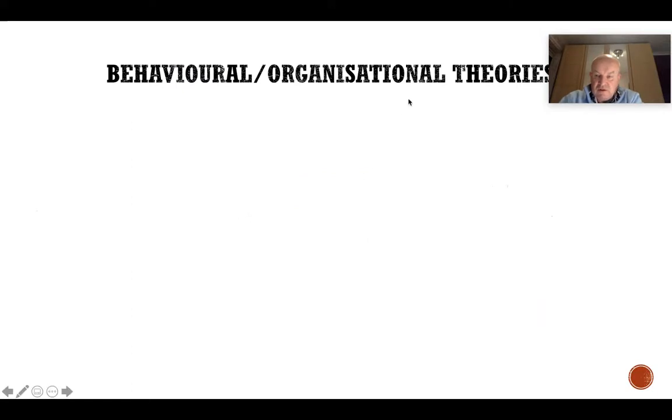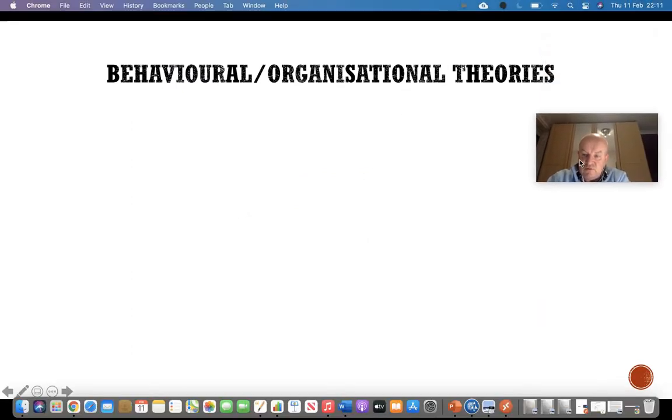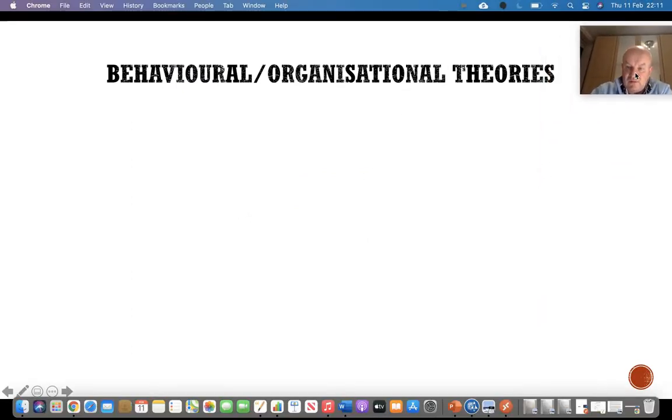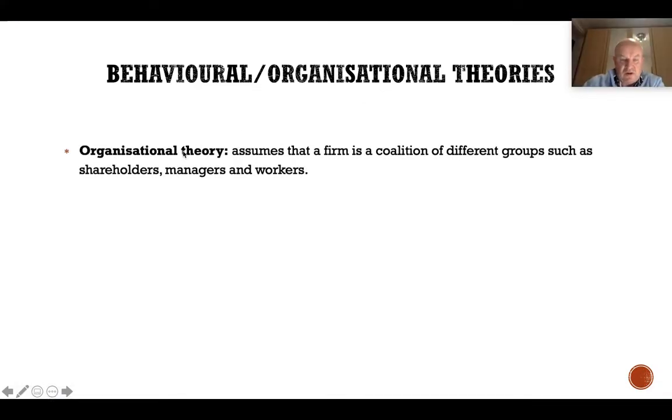So if we then take a look at some of the other things that we've looked at previously, which obviously will help hopefully to understand this in a bit more detail, we've obviously got behavioural and organisational theories to think about too. Okay, so organisational theory and any sort of management theory basically assumes that a firm is a coalition of different groups like shareholders, managers and workers.